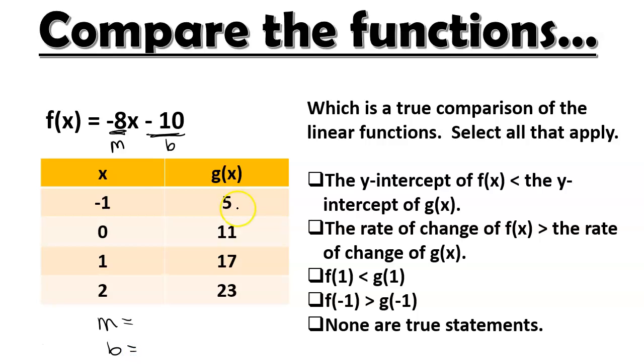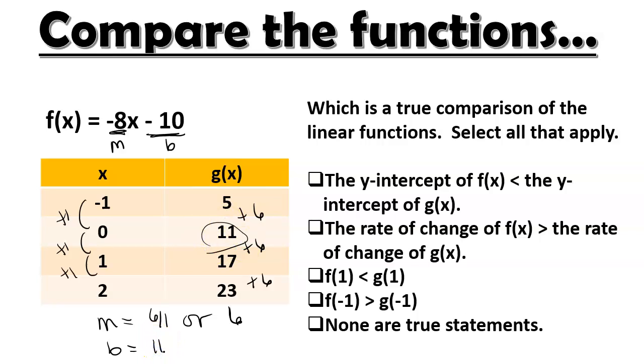I need to find my slope. So 5 plus 6 is 11, plus 6 is 17, plus 6 is 23. So that's 6 over negative 1, plus 1 is 0, plus 1 is 1, plus 1 is 2. So 6 over 1, or just 6, is my slope or rate of change. And for b, I'm going to go to where x equals 0, and that is 11. If I wanted to write the equation for the table, I could. It would be y equals 6x plus 11. Now I'm ready to compare.